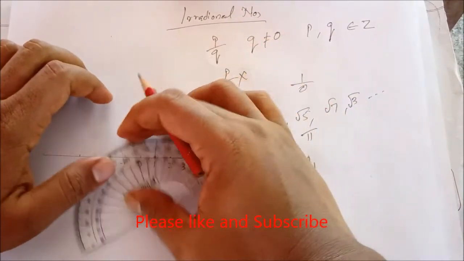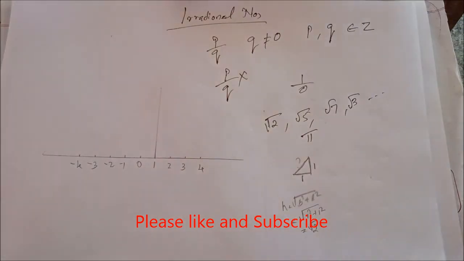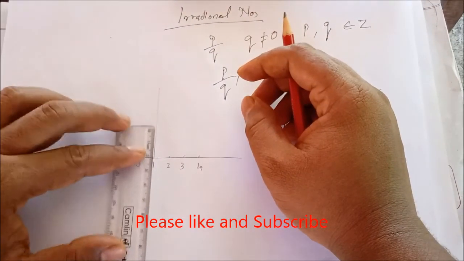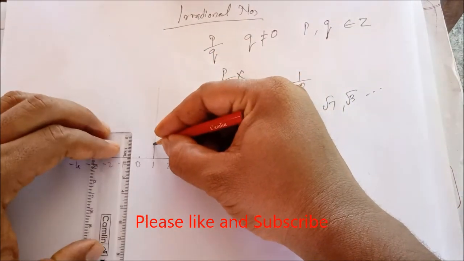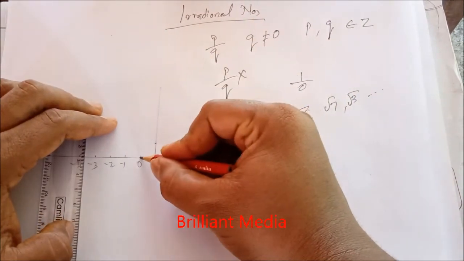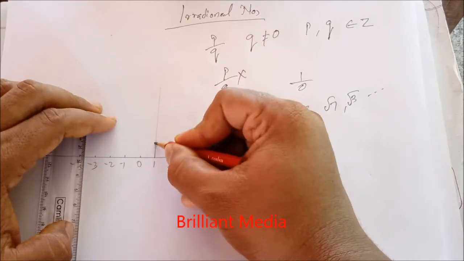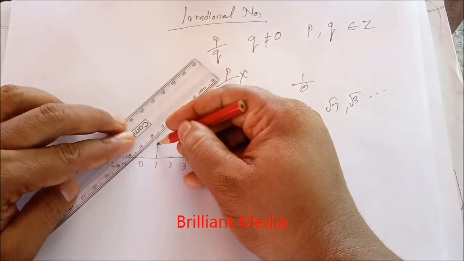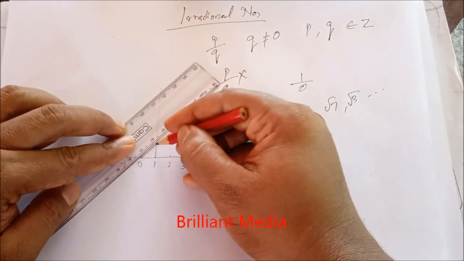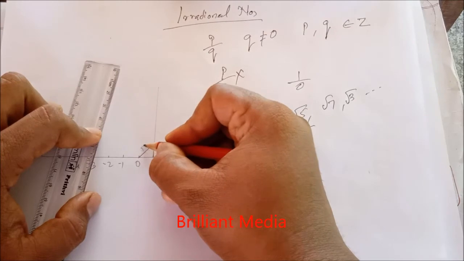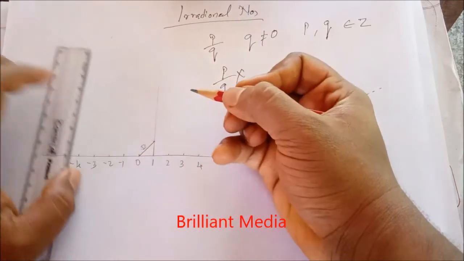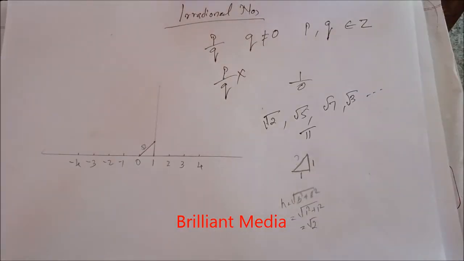We will draw a perpendicular line, and using the scale we take 1 centimeter and mark it here. Now we have two sides, here it is 1 centimeter, and here it is 1 centimeter. Now I am joining this point to 0. By this definition, we can say this is root 2. But this point is not on the number line, so we want to transfer it to the number line. Let's check how we can transfer it.